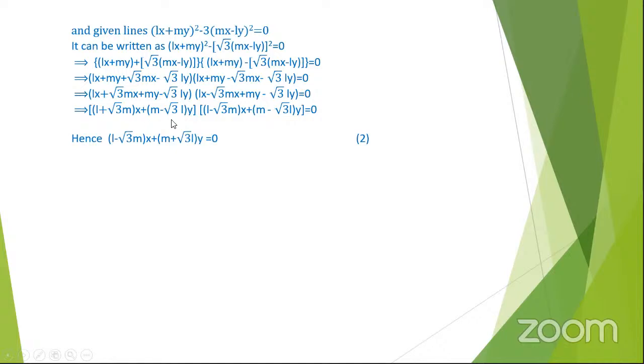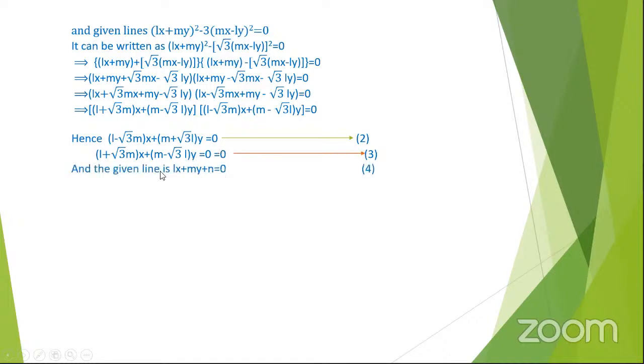Hence, we are splitting these into two equations: (L minus √3 M) x plus (M plus √3 L) y equals 0 as equation 2, and (L plus √3 M) into x plus (M minus √3 L) y equals 0 as equation 3. And the given line is Lx plus My plus N is equal to 0, and we give this as equation 4.